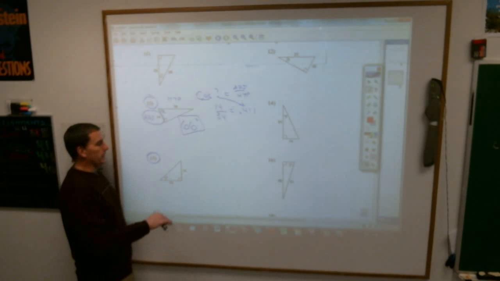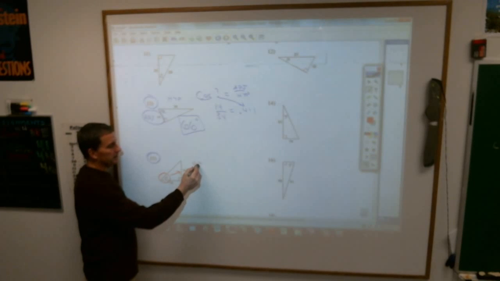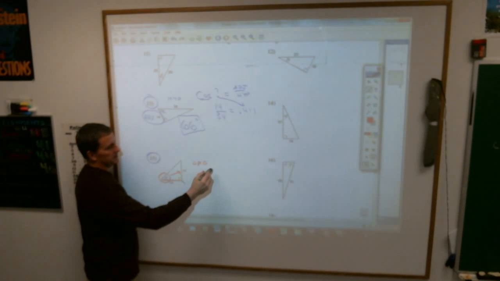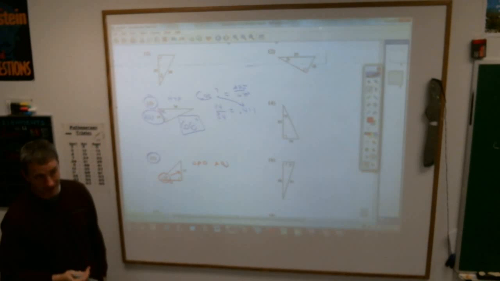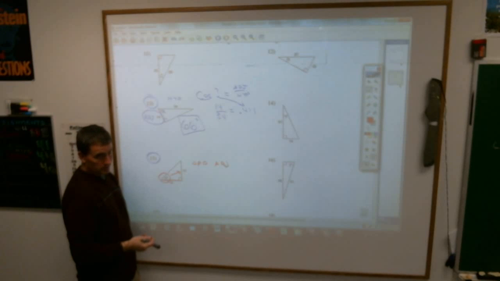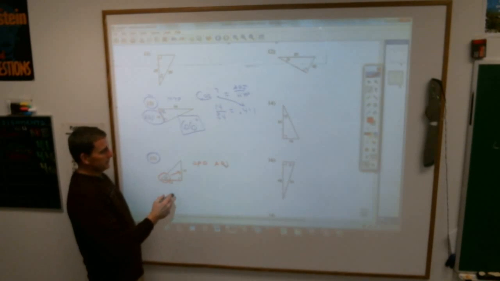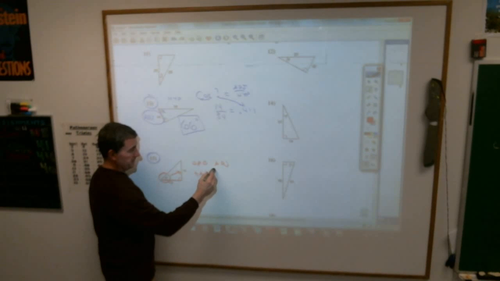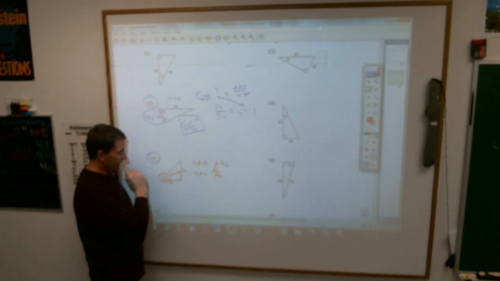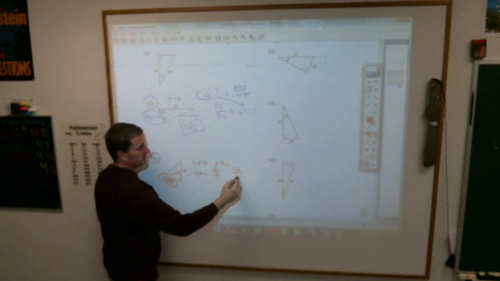So let's look at it again. With respect to the question mark angle, you know the opposite side and you know the adjacent side. So what trigonometric function has opposite and adjacent? Tangent. TOA is opposite over adjacent. So the opposite side was 14. The adjacent side was 15.